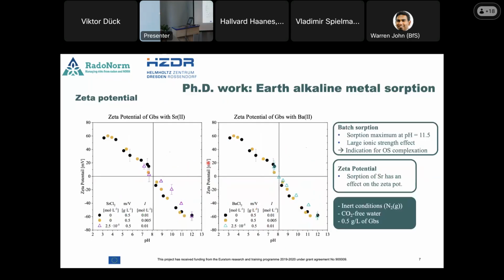We also measured the zeta potential of the pure gibbsite, which are the black and yellowish points here, with two different background electrolytes, and we see there is no shift of the isoelectric point, which is at pH 8.1 here. But when we also apply the sorptive, we see an increase of the surface charge. So after the surface of the gibbsite is negative, we also have an indication for having an outer-sphere complexation here. The same for barium as well.